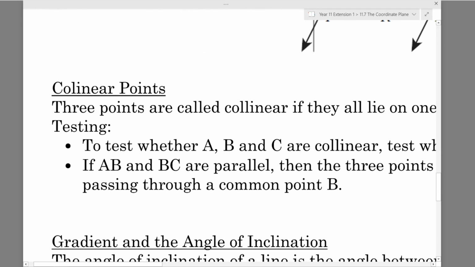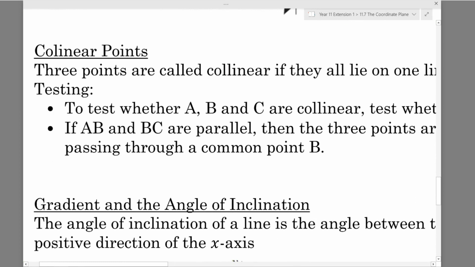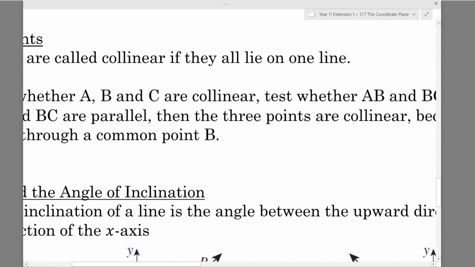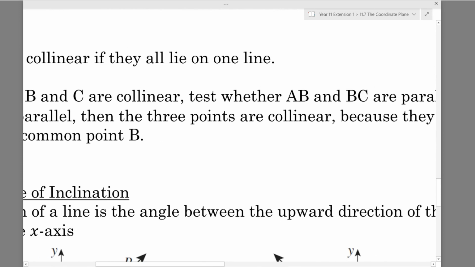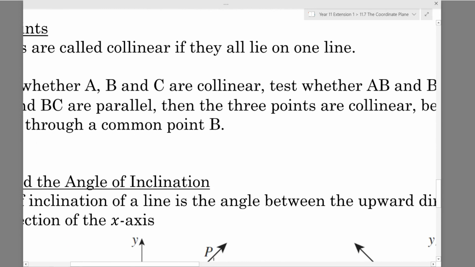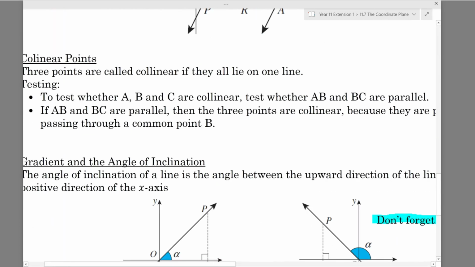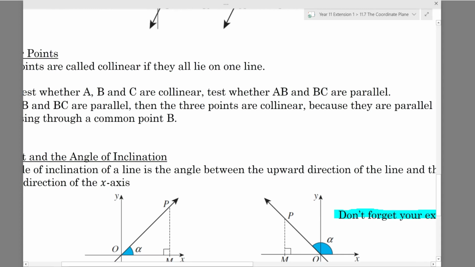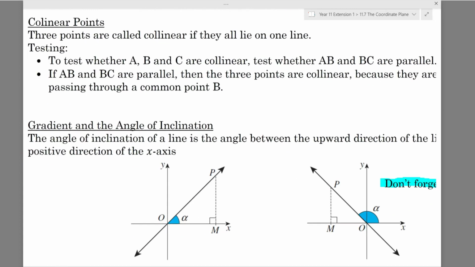Collinear points. Three points are called collinear if they all lie on one line. To test whether A, B, and C are collinear, test whether AB and BC are parallel. If AB is parallel to BC, that means they have the same gradient. So if AB and BC are parallel, then the three points must be collinear because they are parallel lines passing through a common point B.